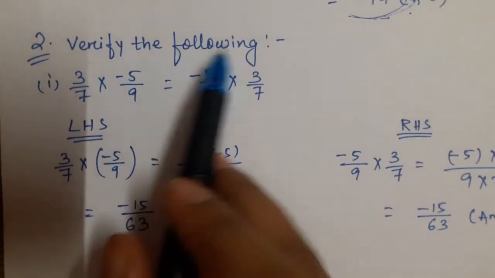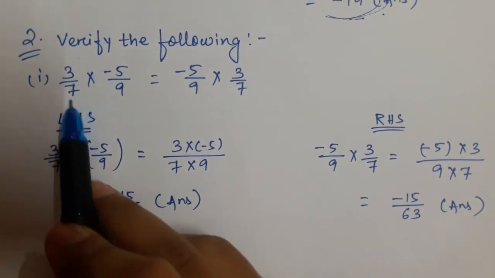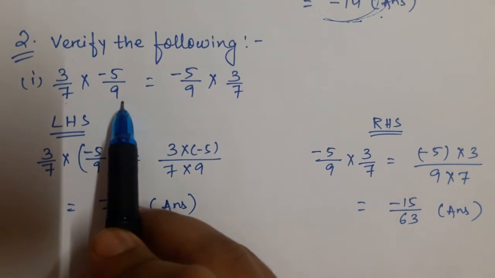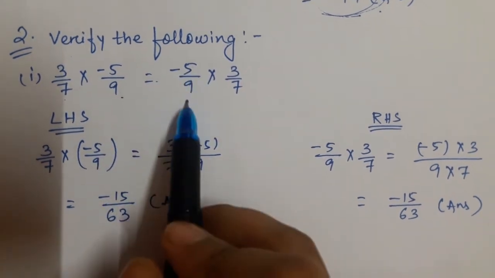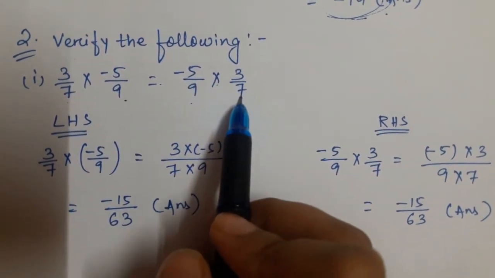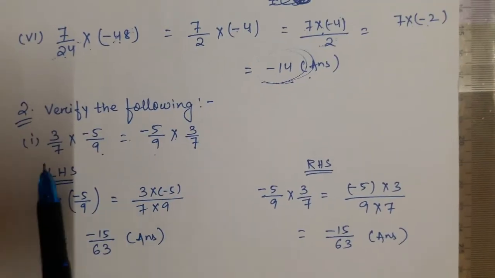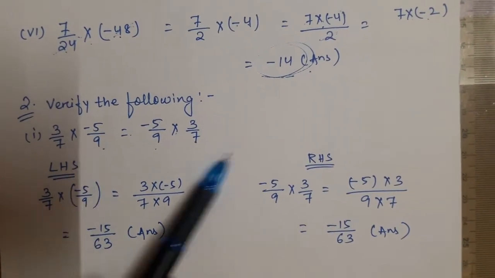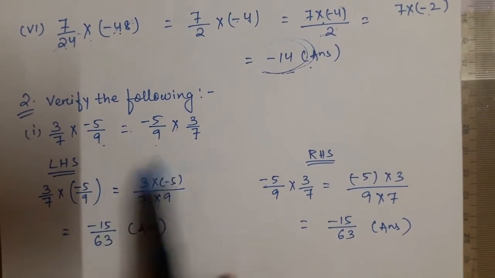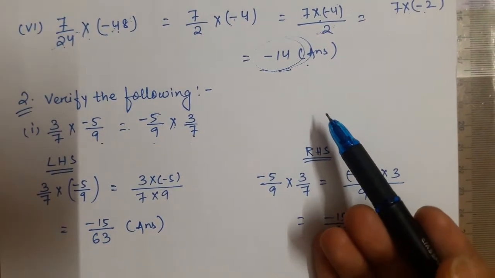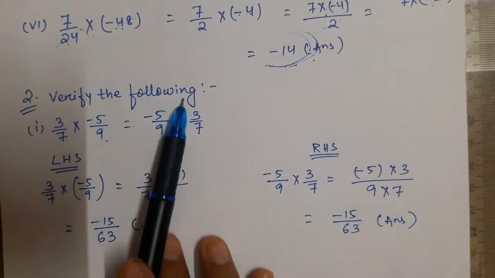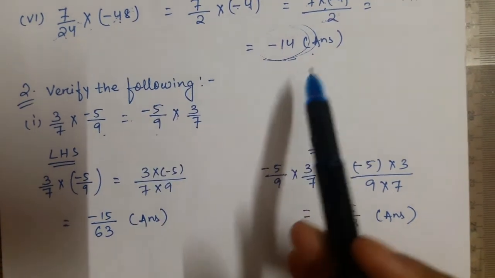Next question is verify the following. 3 by 7 into minus 5 by 9 equals minus 5 by 9 into 3 by 7. This question is according to the commutative law. As we know, this law applies on multiplication, but again the question is given as verify the following, so we have to verify.